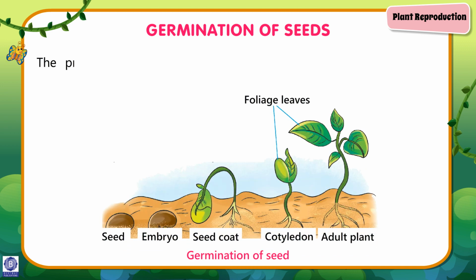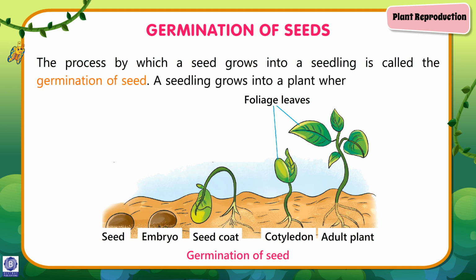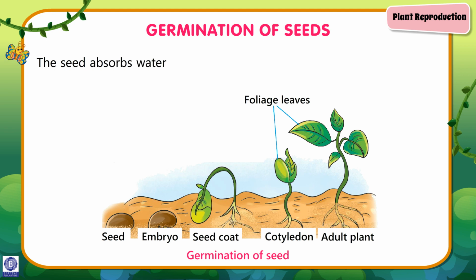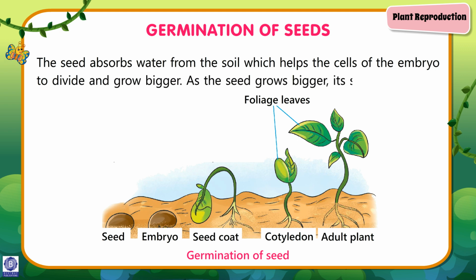Germination of seeds. The process by which a seed grows into a seedling is called the germination of seed. A seedling grows into a plant when it gets a sufficient amount of water, air, and sunlight. The seed absorbs water from the soil, which helps the cells of the embryo to divide and grow bigger. As the seed grows bigger, its seed coat bursts open.